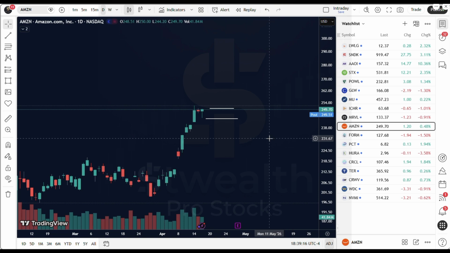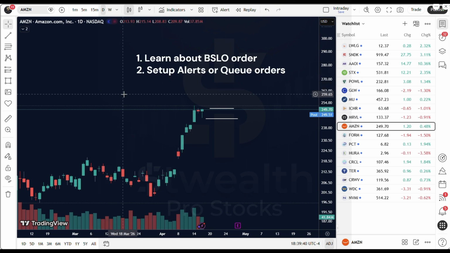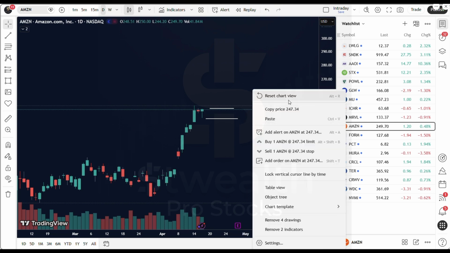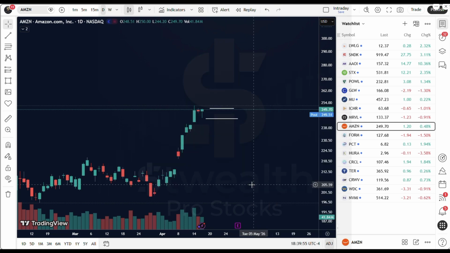So the first thing you need to learn is what is a BSLO order. You need to figure out how to set up BSLO orders in your trading platform, be it Webull or Robinhood. So figure that out and then draw these lines, or at least mental lines, and place those BSLO orders, or alternatively set up those alerts. It's easy to set up alerts. Just right click and set up the alert at the price point, and that's your entry or exit.